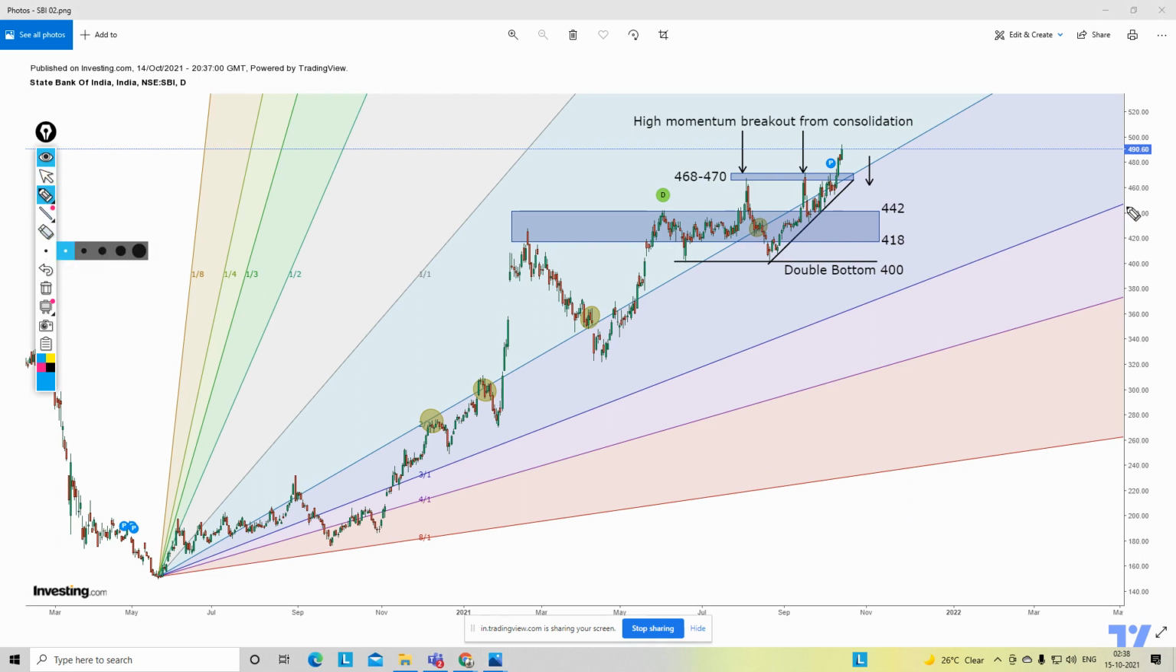The first and most important level, since SBI closed at 490, the first and foremost important level right now for SBI is 468 to 470. Why? The answer is it is the neckline of that ascending triangle pattern which took the breakout. Correct? Now, interestingly, if you draw the Gann wave from the COVID lows, if the rising wedge pattern resumes and breaks the neckline, it is also breaking the Gann wave 2 bar 1. Correct?